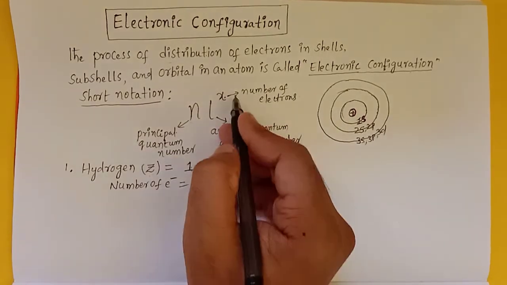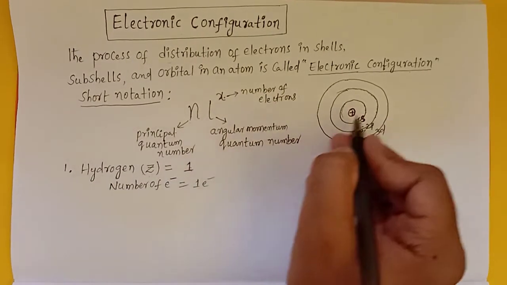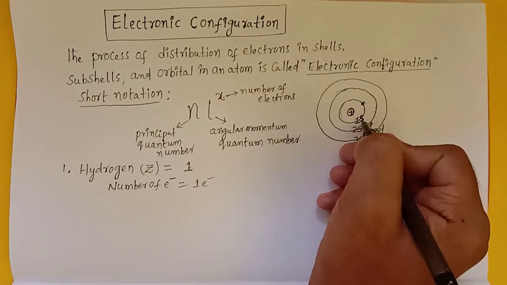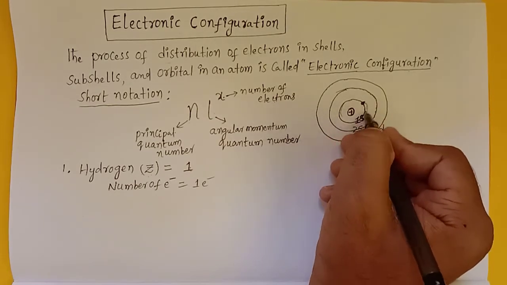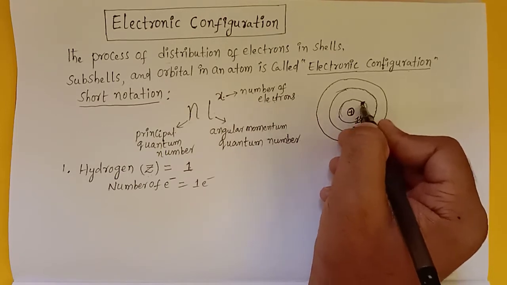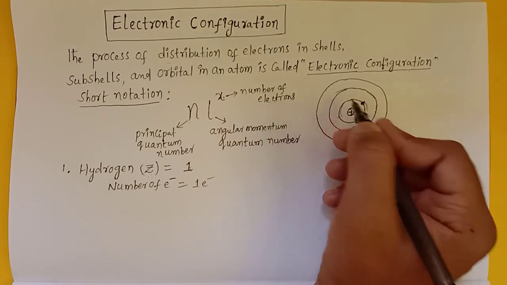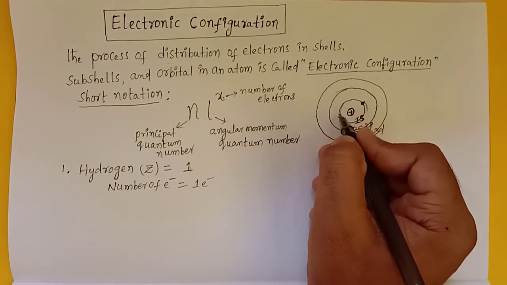So what is the x value here? x means the number of electrons. How many electrons are there? 1 electron. Since it is hydrogen, we fill only 1 electron. We fill that electron in the first orbit. In the first orbit we can fill a maximum of 2 electrons. In the second orbit we can fill 8 electrons. In the third orbit we can fill a maximum of 18 electrons, using the 2n square formula.